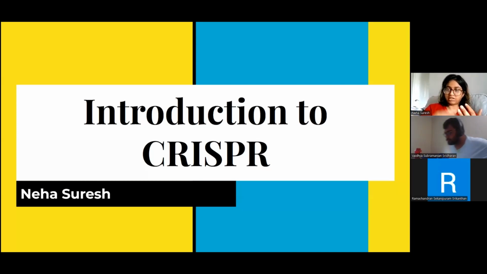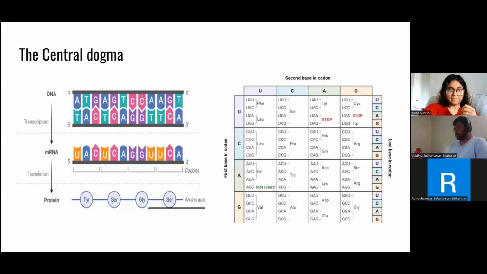CRISPR is a naturally occurring system in bacteria and was considered a biotechnology tool when it was used in that way. But since the Doudna lab has intervened and used it in eukaryotic cells, it has been considered a synthetic biology tool and has been used in that capacity since then.